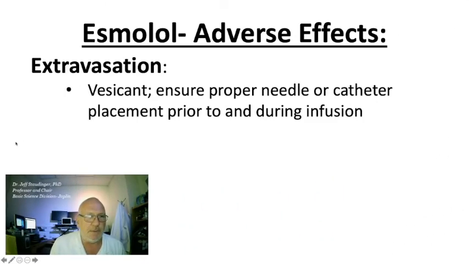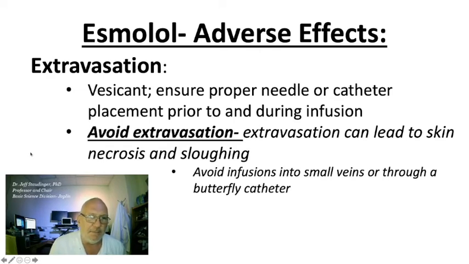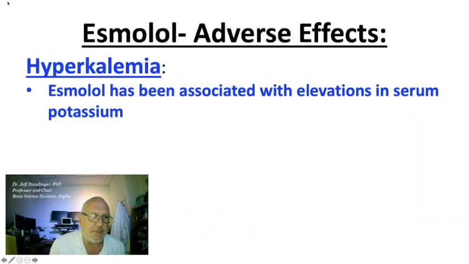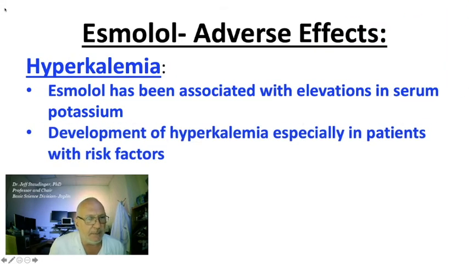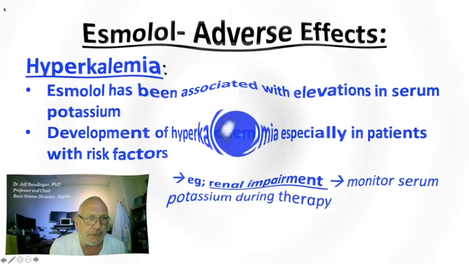Extravasation is a problem with this drug. Make sure of the proper needle or placement of the catheter prior to and during the infusion. To avoid extravasation, which is skin necrosis and sloughing off of the skin, avoid infusions into small veins or through a butterfly catheter. Additional adverse effects are hyperkalemia. Huge spikes can be seen in serum potassium. These patients will develop hyperkalemia, especially patients with severe risk factors, to include renal impairment. So you have to monitor serum potassium during therapy, especially if they're in surgery.